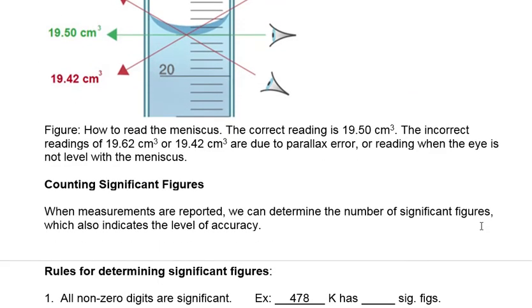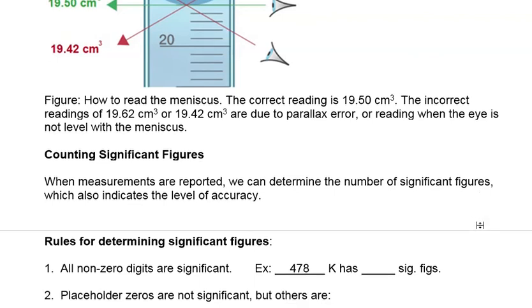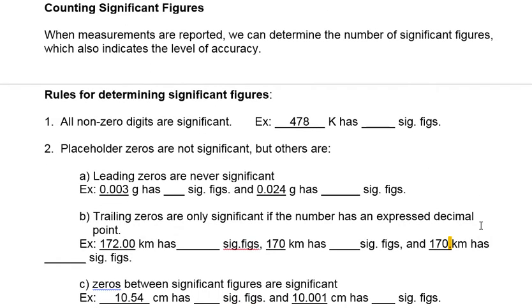So that's counting, writing down our values correctly to the correct number of significant figures. So the second thing is looking at someone else's values and saying, okay, well, how many significant figures does that have? So we have really only two rules, and that's non-zero digits are significant and placeholder zeros are not significant, but the other zeros are.